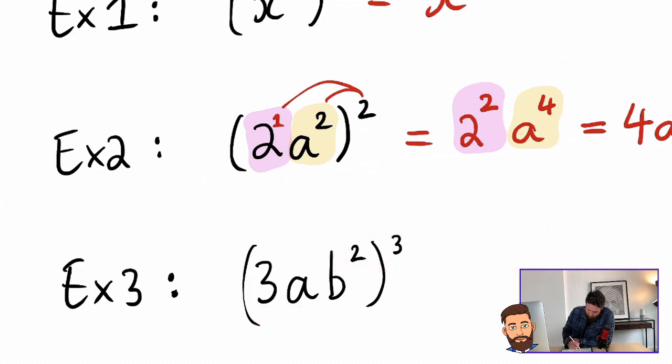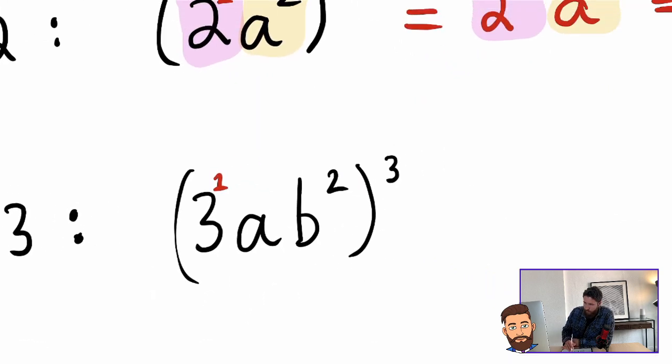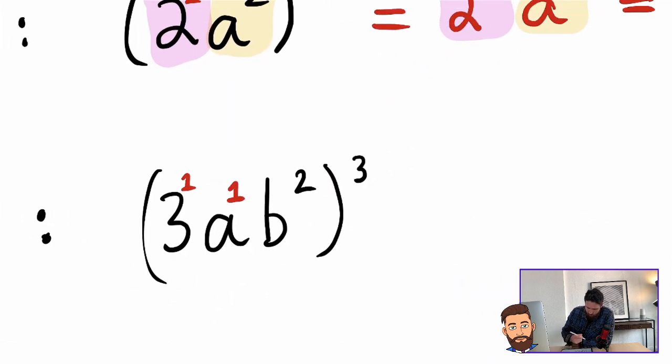The first thing you should realise, right, 3 doesn't have a power, but I know, based upon what we've learned today, the power is technically 1. So I can just slip a 1 in as the power. And that would be exactly the same story for the a. There's technically a 1 as the power. And then you remember I need to distribute this 3 and use the law where I times across the powers to each and every one.